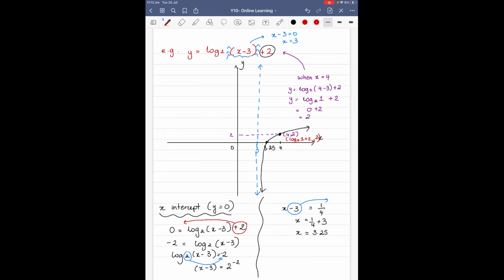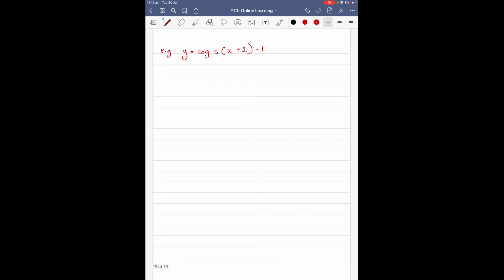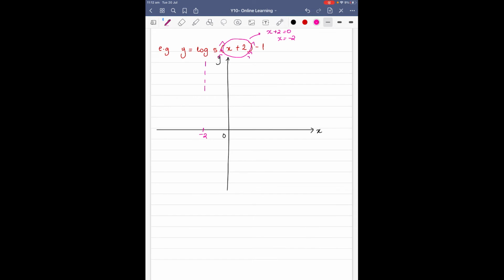So the next type of log we have is this one. We're going to do the same thing. We're going to draw our axes. We have your x, y, 0. We're going to look at where your logarithmic graph is being shifted. Looking at this, remember it's a crab. You're going to make it equal to 0. So x plus 2 equals 0. X is minus 2. So we know your graph is being shifted this time to the left, and that's your asymptote.